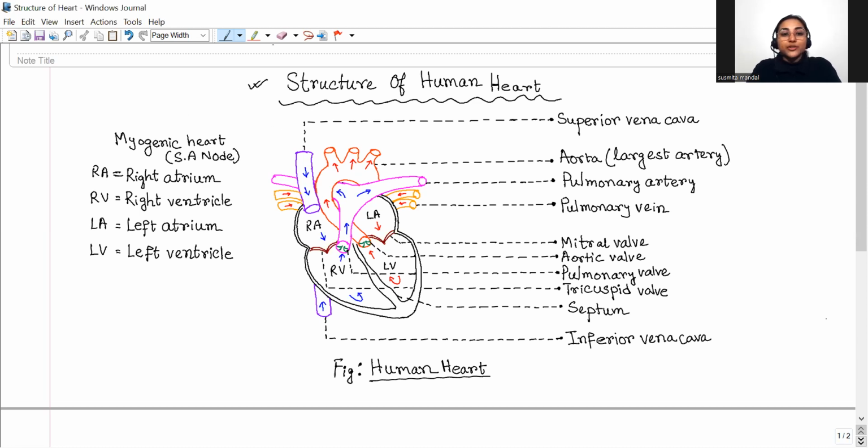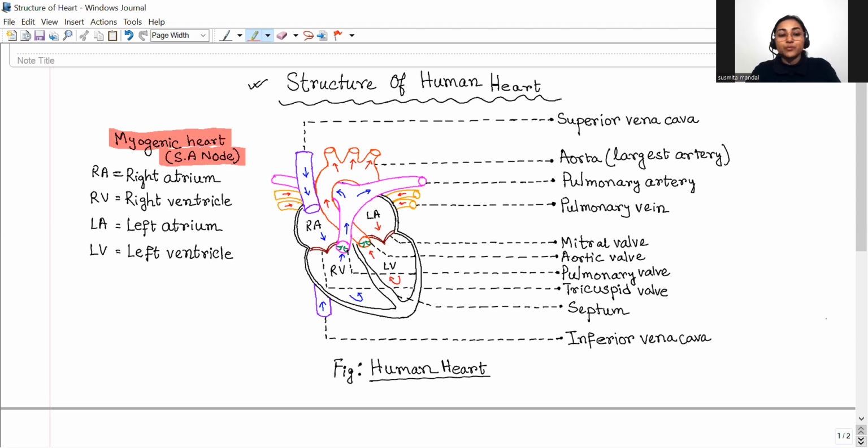The human heart is a myogenic heart because the contraction and controlling of the heartbeat is initiated by the SA node. The SA node is the sinoatrial node. It is present at the right atrium. This SA node is a modified muscle tissue. That's why the human heart is myogenic, because the term myogenic means originating in muscle tissue.